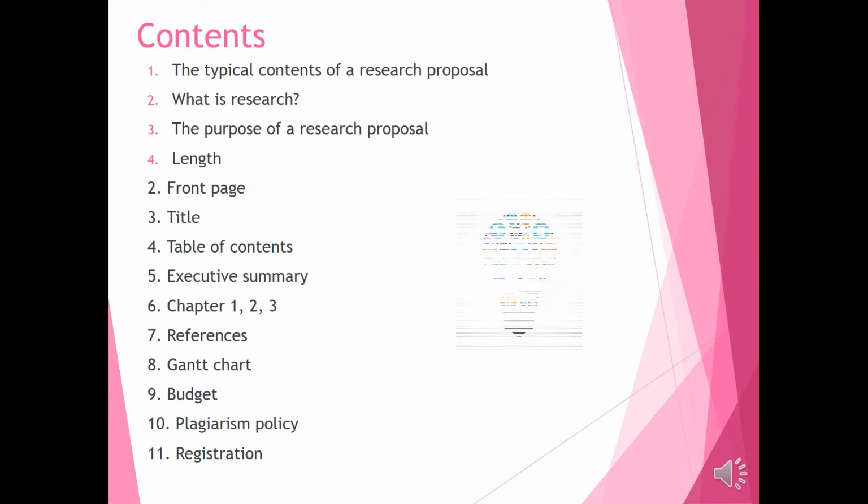The contents of this video include the typical contents of a research proposal, what is research, the purpose of a research proposal, the length, front page, title, table of contents, the executive summary, chapter 1, chapter 2 and chapter 3, the references, the Gantt chart, the budget, the plagiarism policy, and the registration.